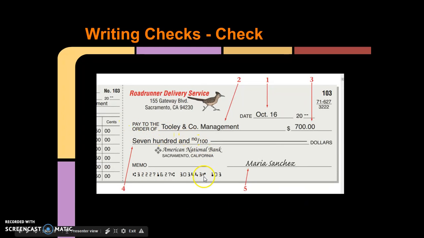The check then can be written out to the party it needs to be paid. First of all, the date, October 16th, current year. Paid to the order of Tooley and Company Management for the amount of $700. Then it is written out $700 and no cents, no pennies, no change. It is finally signed then by the authorized signature of the person who has the authority to adjust this account with payments and deposits.